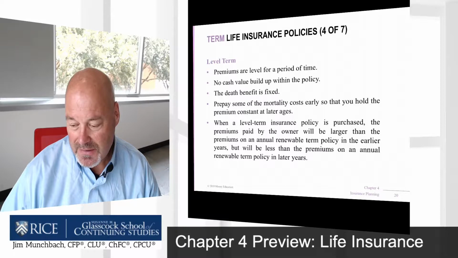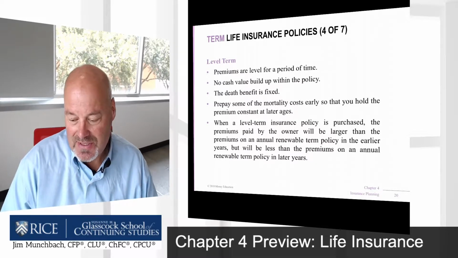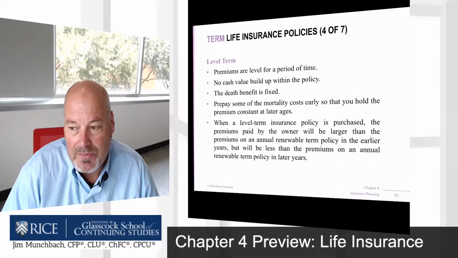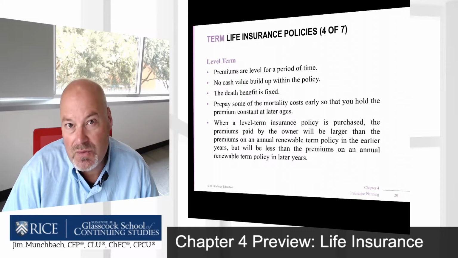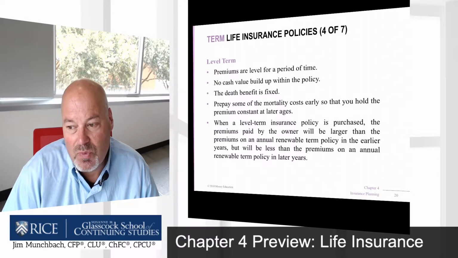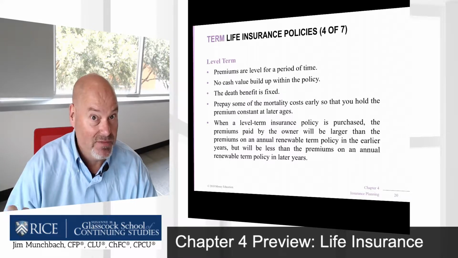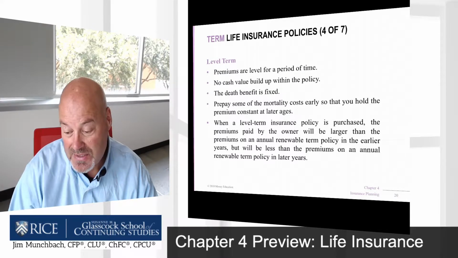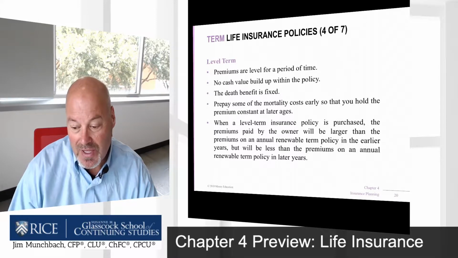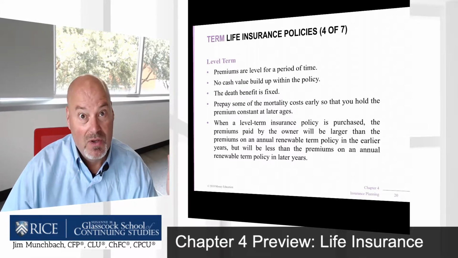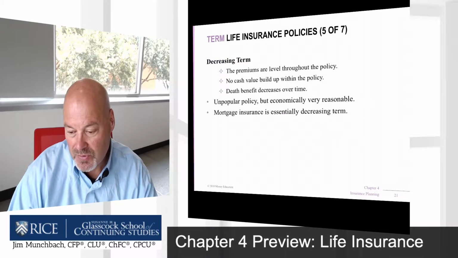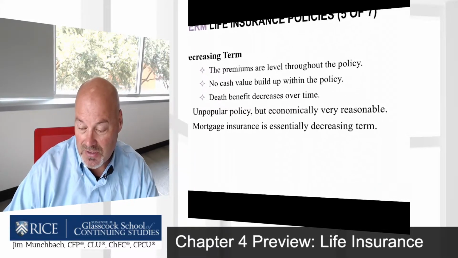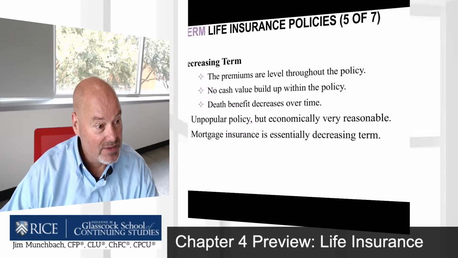Level term, most of the term policies that I sell are level term, but sometimes life insurance for the purpose of providing payment for a mortgage would be a decreasing term policy. As the mortgage shrinks over time, the policy face would shrink over time. The reason you would do that is obviously to have a lower cost. But a level term policy, the face value stays the same for the entire term. So that's pretty normal. Decreasing term would be, like I said, mortgage insurance, which is essentially a decreasing term policy. So there you have it.